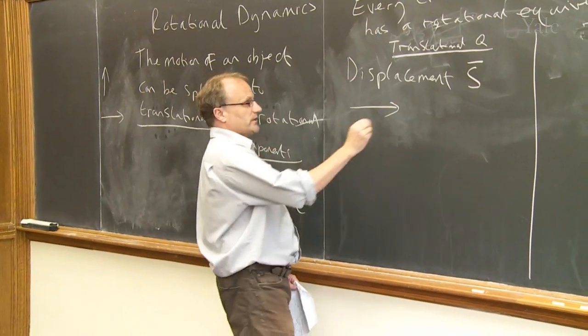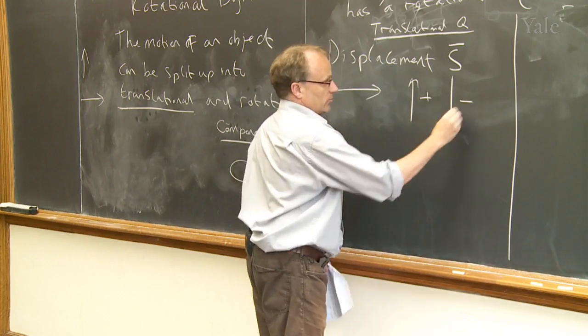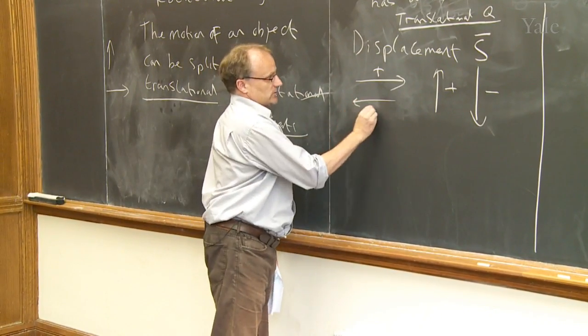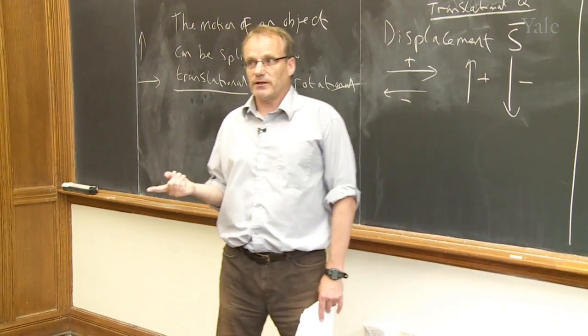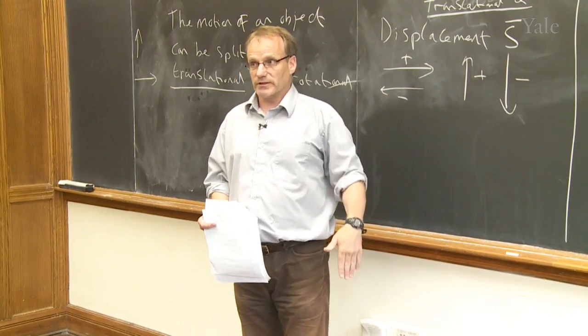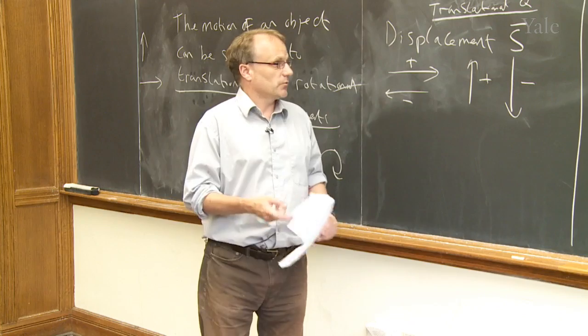And we gave it a sign. We said that up was positive and that down was negative. And we said that this was positive as well, and maybe that this direction is negative. So we have to give it a sign so that we can distinguish between motion going up and motion going down, so that when we incorporate acceleration, the signs come out the right way.